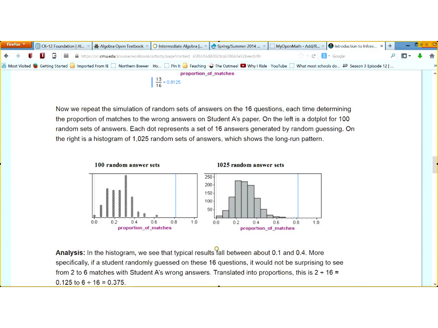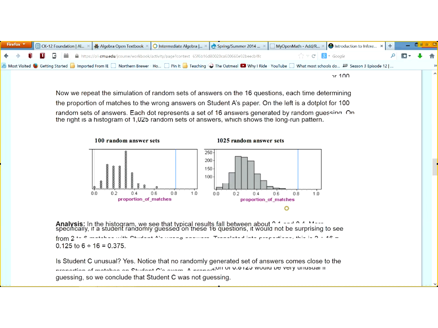So somewhere between 20 and 40% typically. We may see a little bit less than that or a little bit higher than that. It's not very often we'd see more than 50% matches. And we would almost never see, not even one time in 1,000, higher than 70% matches. So we can be pretty sure that the number of matches was not due to chance.